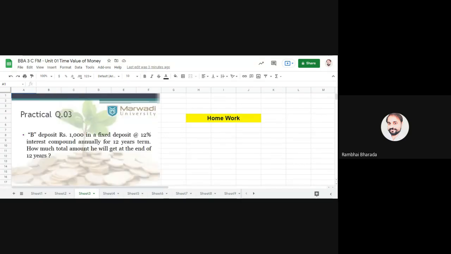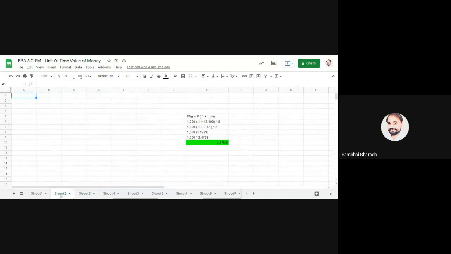Now see this. We deposited 1,000 rupees in a fixed deposit at a 12% interest rate annually for the next 10 years. Now read the question, you will get the idea. How much total amount will you get at the end of the 8 years? This is a future value of single amount.